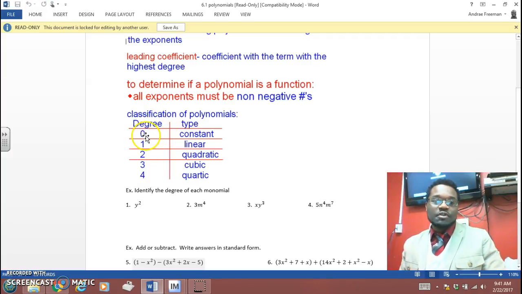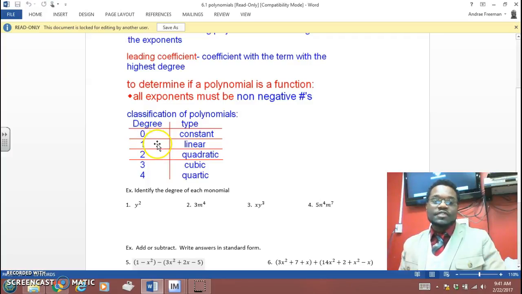So if the degree is 0, that means you don't have any variables. The only way you have a degree of 0 is if you just have a number. That's called a constant. A number by itself is called a constant. And when you look at a graph, it makes sense. It's constant straight across.